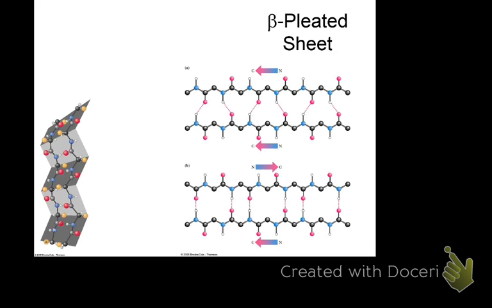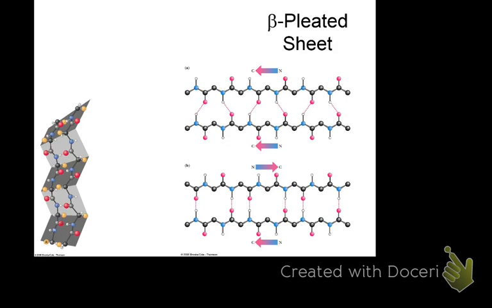Okay. So next up is the beta-pleated sheet. Usually they just call it the beta sheet. And there are 2 types of beta sheet. The sheet is made up of strands, just like strands of yarn are used to make a bedding sheet. The beta strands make up the beta sheets. And the 2 types are parallel and anti-parallel.